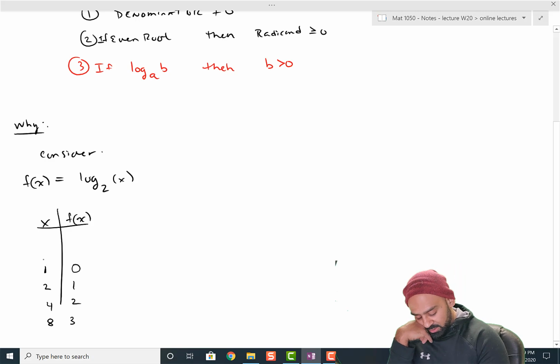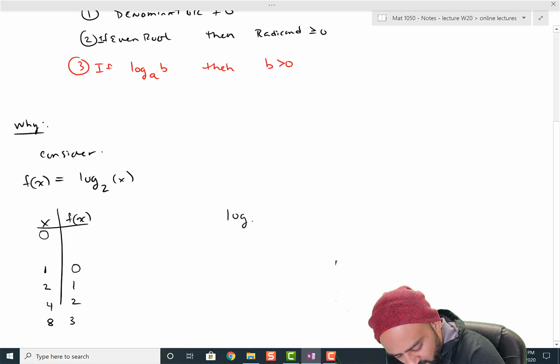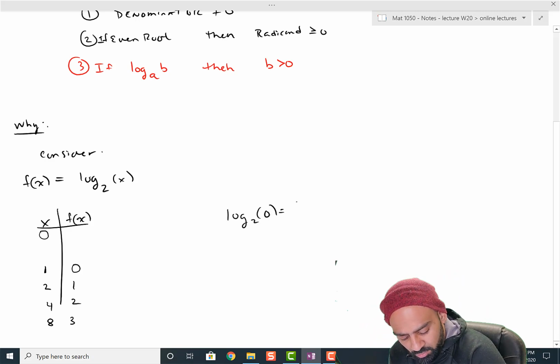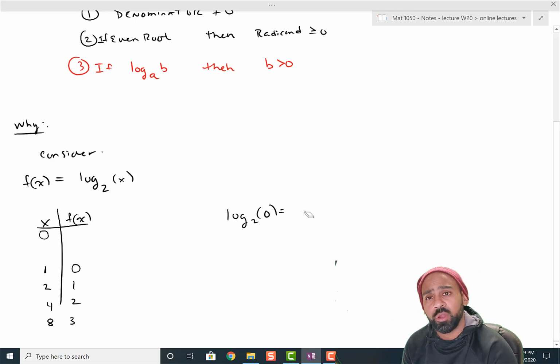But hold on. Well, what about 0? Can I have 0? Maybe. I don't know. Let's see here. Sidebar. Log base 2 of 0. What is that? Let's convert it and make sure, okay?